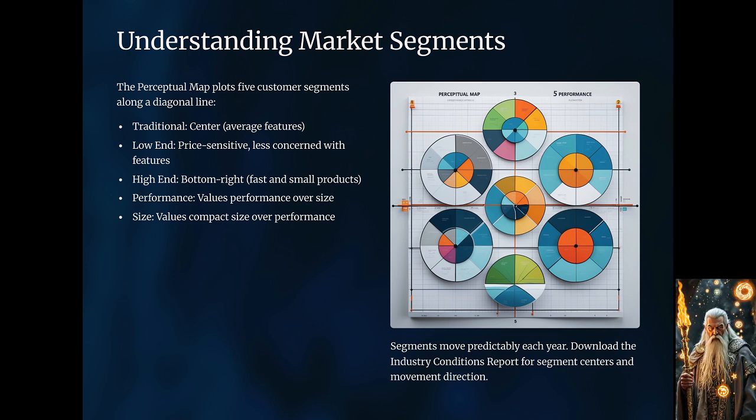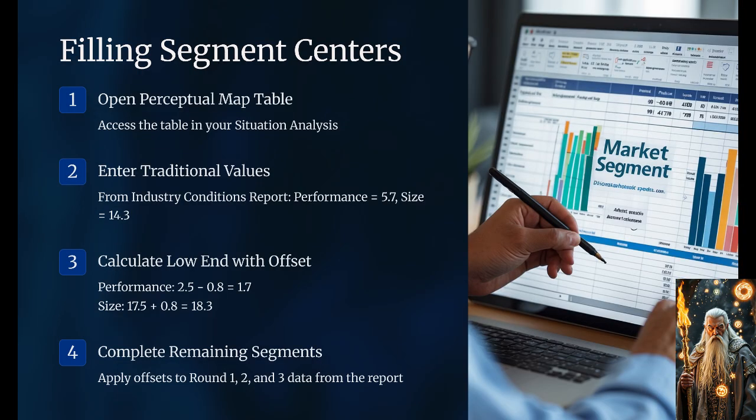Open the perceptual map table in your situation analysis. You'll see fields for performance and size for each segment. The first row may be highlighted green. Let's fill it in for traditional. From the Industry Conditions Report, in round 0, the segment center for traditional is performance equals 5.7 and size equals 14.3. Type those in.